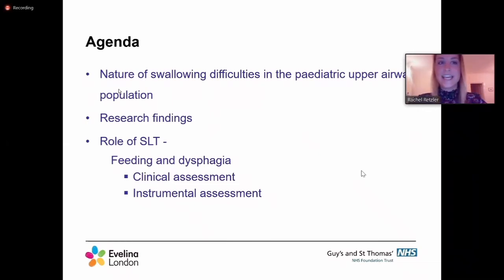The agenda for today is to look at the nature of swallowing difficulties in the pediatric upper airway population, to look at some research findings and the role of the SLT in feeding and dysphagia for clinical and instrumental assessment. By the end of this presentation, I hope you'll have a better understanding of the swallow physiology and the impact of upper airway disorders on children's swallow and the role of the SLT.